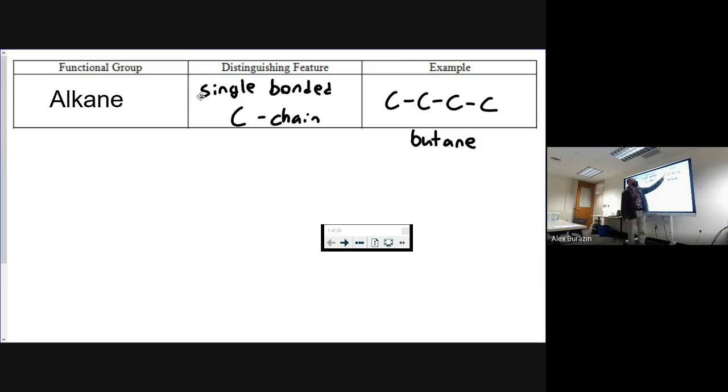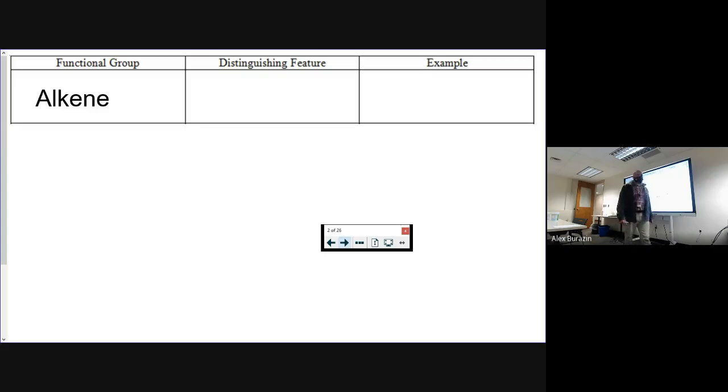So this carbon should have 3 hydrogens, that one should have 2, that one should have 2, that one should have 3. Formula for this is C4H10. But when we draw it out, we kind of just draw the carbons. This is an alkane. It's a chain of single bonded carbons. Pretty exciting. Next, alkene.